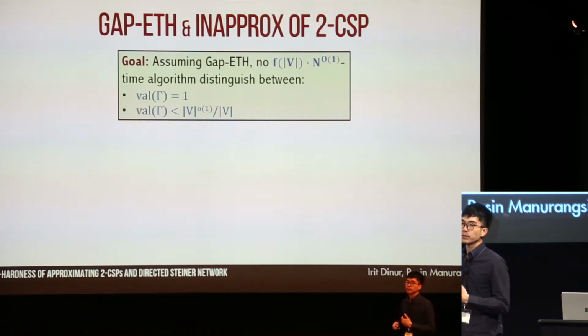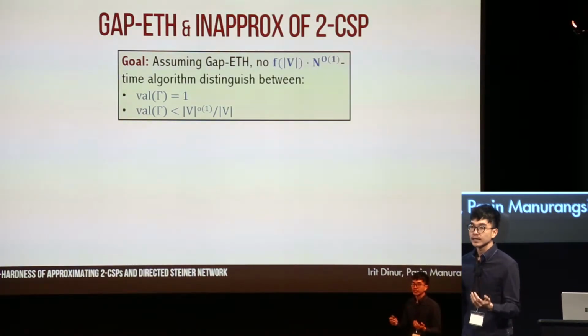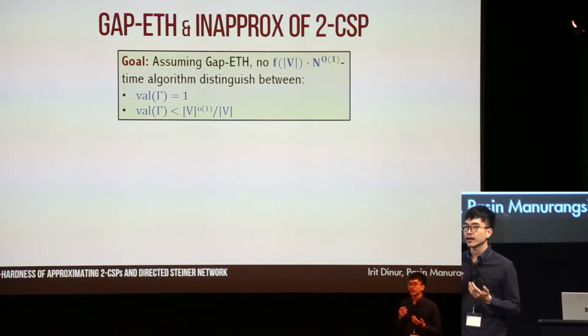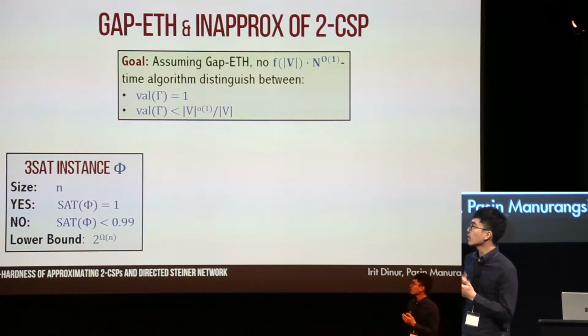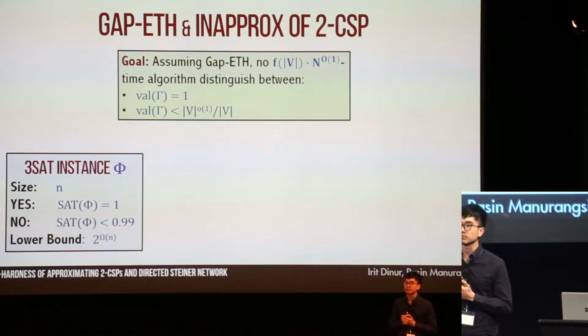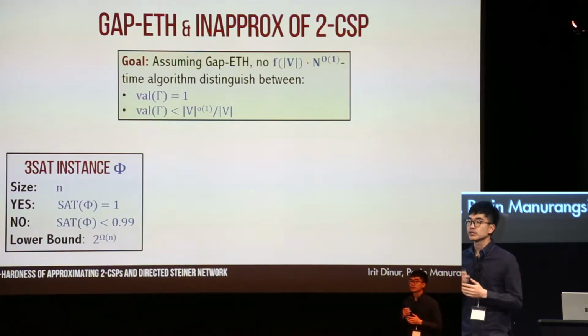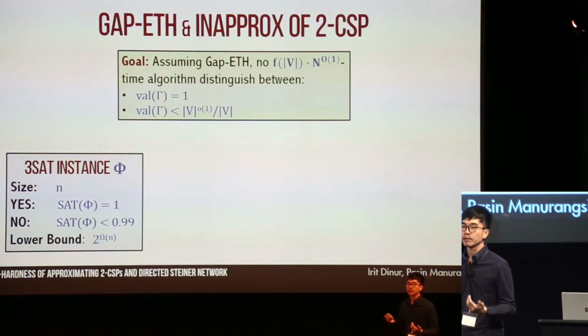What we want to show is that if gap ETH is true, then there's no FPT time algorithm that can distinguish between a 2CSP that is fully satisfiable and one that has value roughly 1 over k. So what kind of reduction do we need in order to prove something like this? Recall again that this is our starting assumption, the gap ETH assumption. We have a lower bound that is exponential. So now our reduction doesn't have to run in polynomial time anymore. In fact, it can run in almost exponential time.